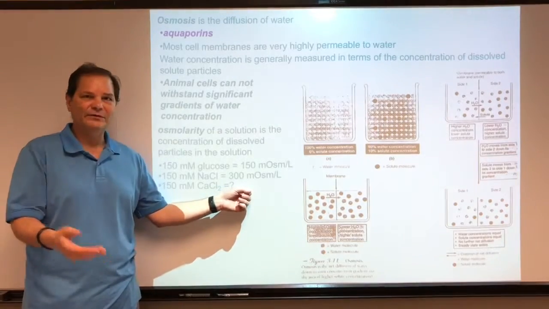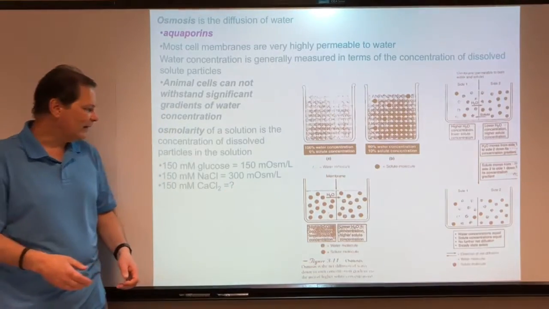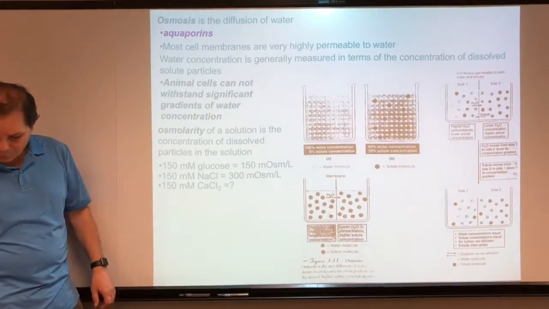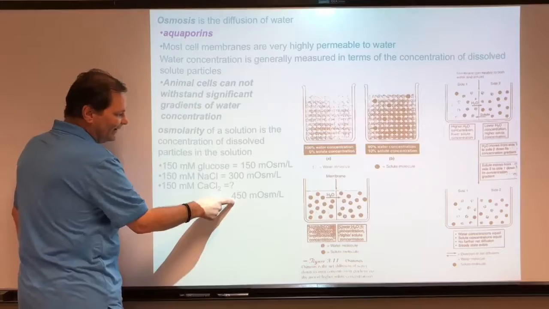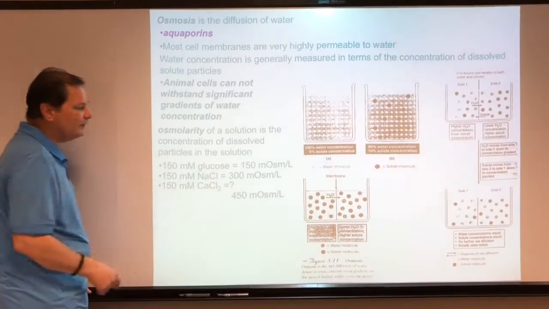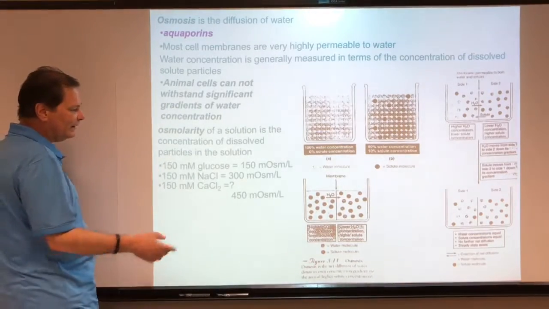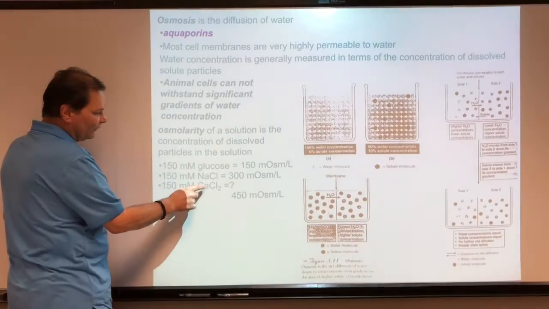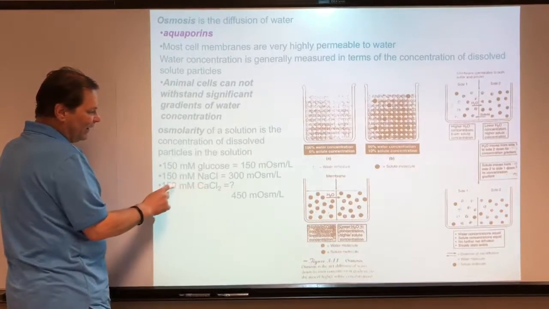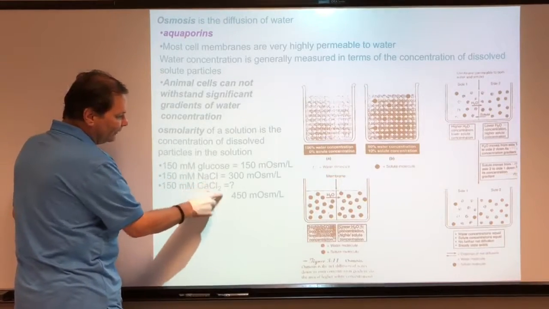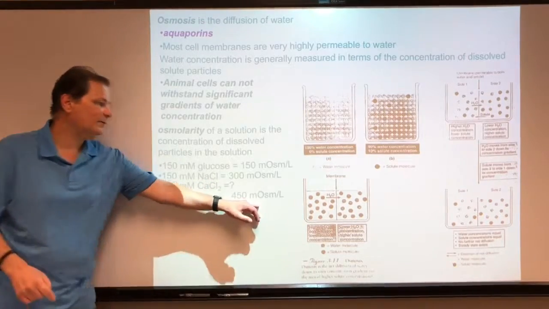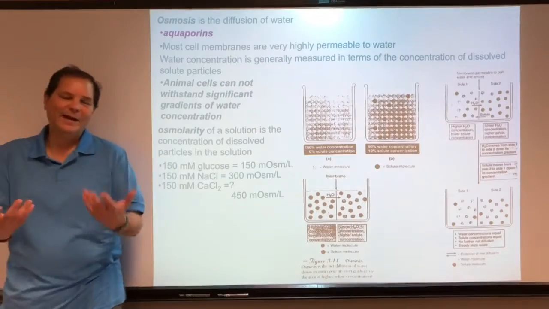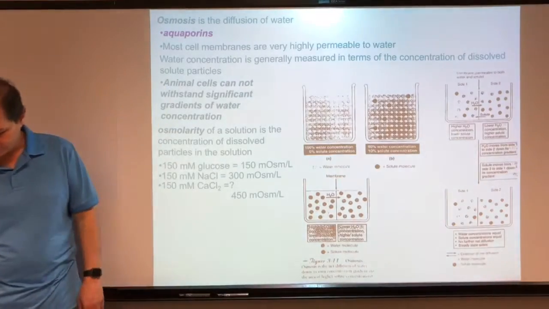If this were a lecture, this is where I would ask you and then take great joy in the fact that you were wrong. And then I would reveal the solution and tell you that it is, in fact, 450 milliosmoles per liter. 150 milliosmoles per liter of calcium and 300 milliosmoles per liter of chloride. 450 milliosmoles per liter altogether. You add up all the particles, okay?